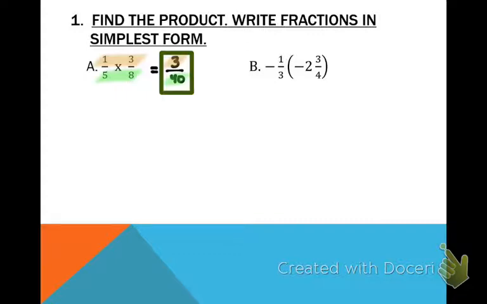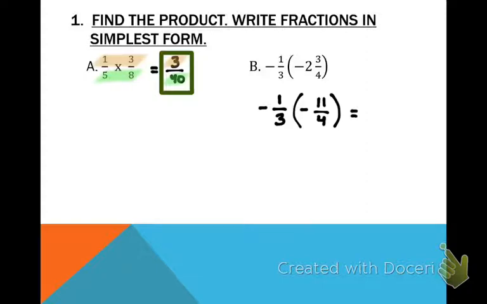Okay, let's go on to problem B. I have a regular fraction multiplied by a mixed number. What do I have to do first? Change it to an improper fraction. So we're going to have that negative 1/3 multiplied by, what would negative 2 3/4 be as an improper fraction? 11 over 4. Very good. And we got to keep that negative, so it's negative 11 over 4. Michaela, is there anything I can cross-reduce? No, there is not. So we're just going to multiply across the top.